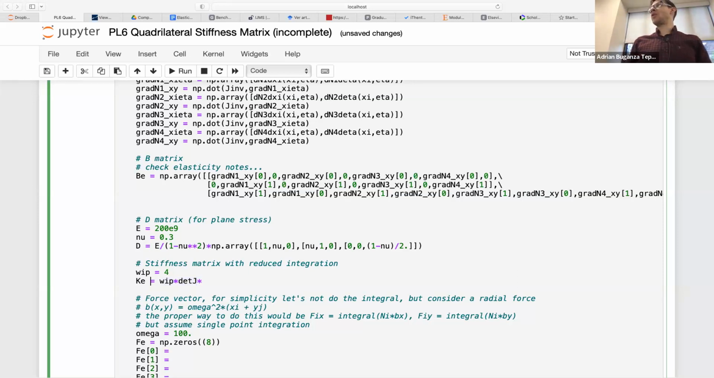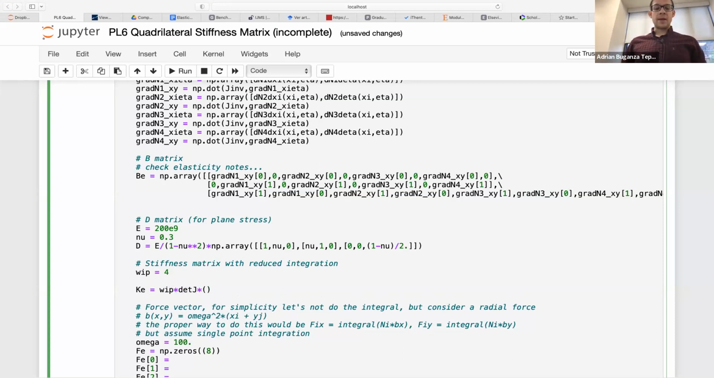Like I said, typically if you have multiple integration points, you will have this plus equal because you will be adding to it. But because we have a single point, we don't need the plus equal. And then the last thing, which is the actual function that we want to integrate, is the B transpose times D times B. So this matrix is the integral of BE transpose times D times BE. That's what we want to integrate.